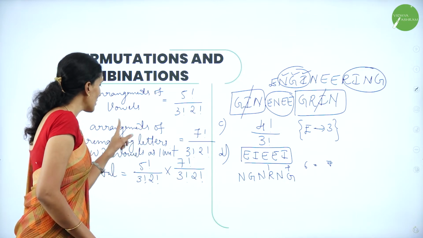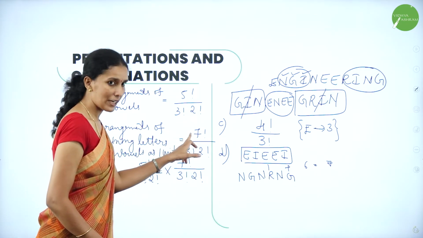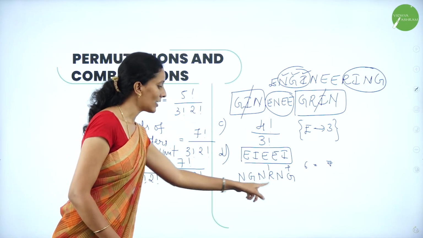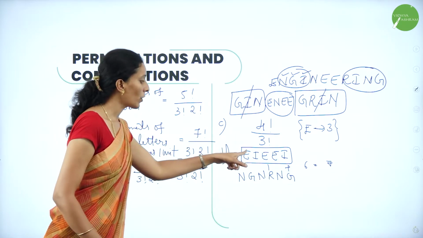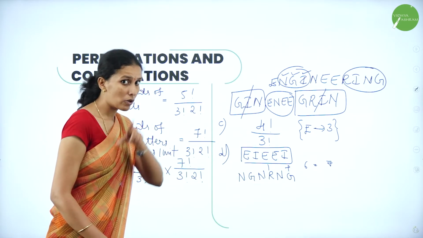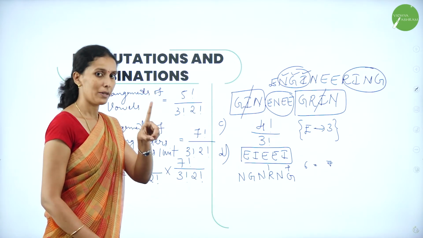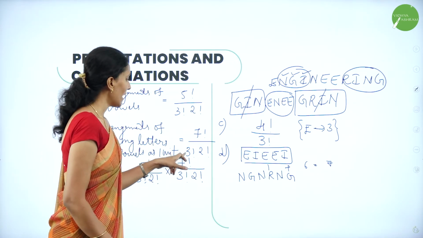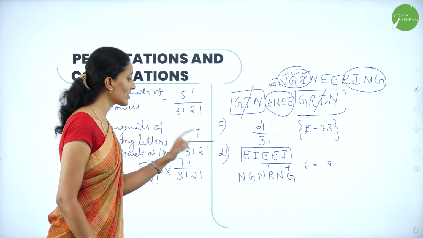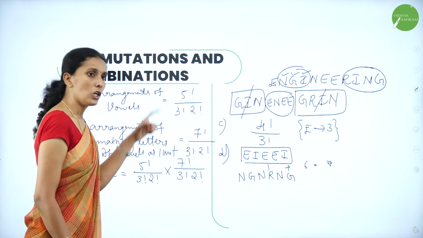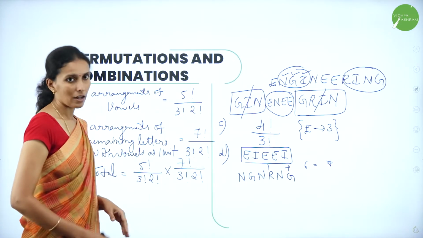Similarly, consonants along with vowels is 7 letters. There also the letters are repeated. Okay, here you cannot take E is repeated 3 times because we have considered it as only 1 letter because we tied them up. So therefore, N is repeated thrice and G is repeated twice. So we will divide it. So the total will be multiply of this.